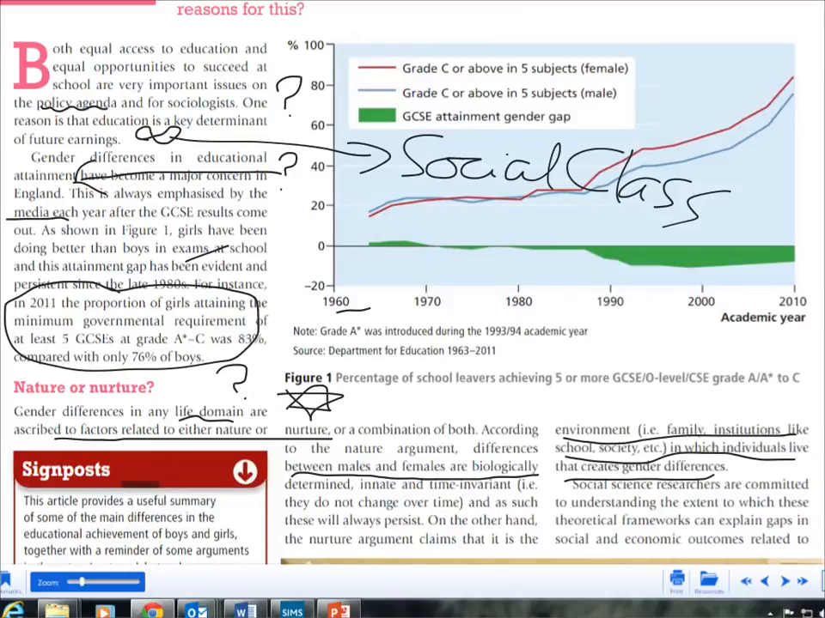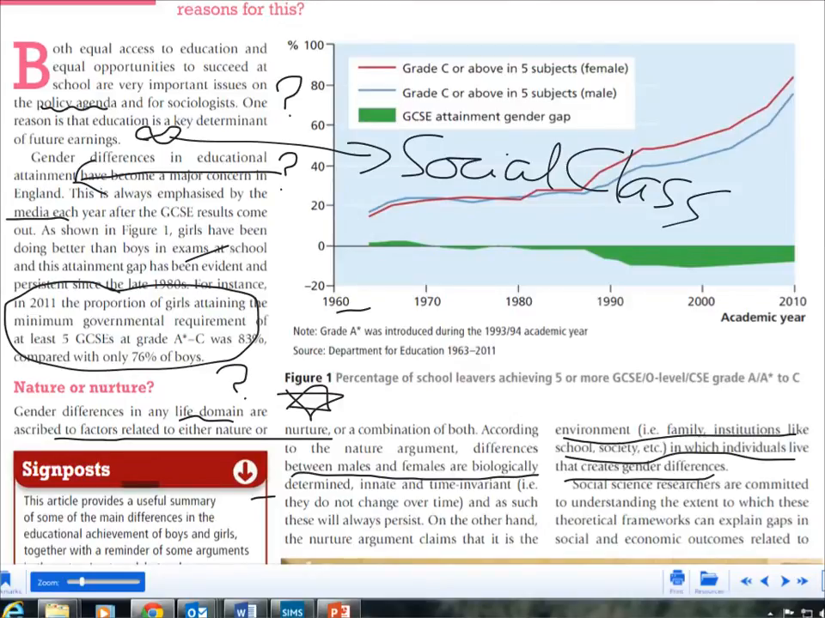According to the nature argument, differences between males and females are biologically determined and time invariant, and they do not change over time. I'm going to do a minus there, because I do not agree. I can't fit that on there, but I would disagree, because I would say, actually, we are socialised into our gender differences rather than being born with them, and I might use a feminist argument to back that up.